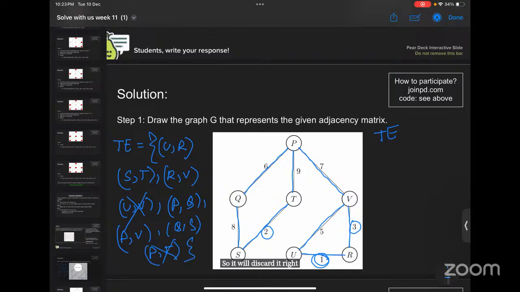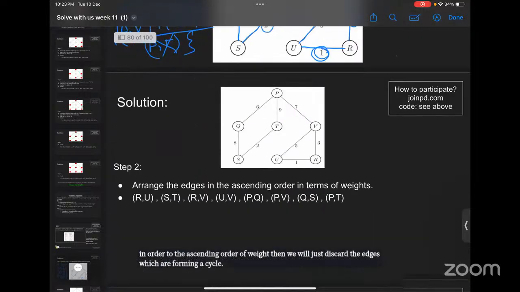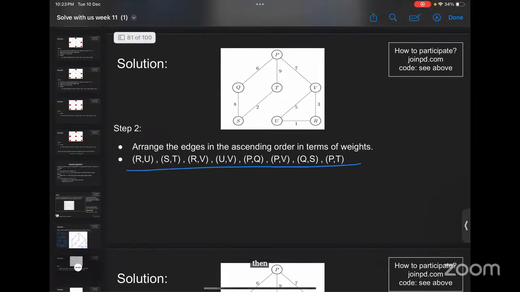So this is our new set: UR, ST, RV, PQ, PV, QS. That's it. Okay. We will always move step by step. We will consider all the edges in ascending order of weight. Then we will just discard the edges which are forming a cycle. Okay. Then yeah, this is our answer and this is their answer.